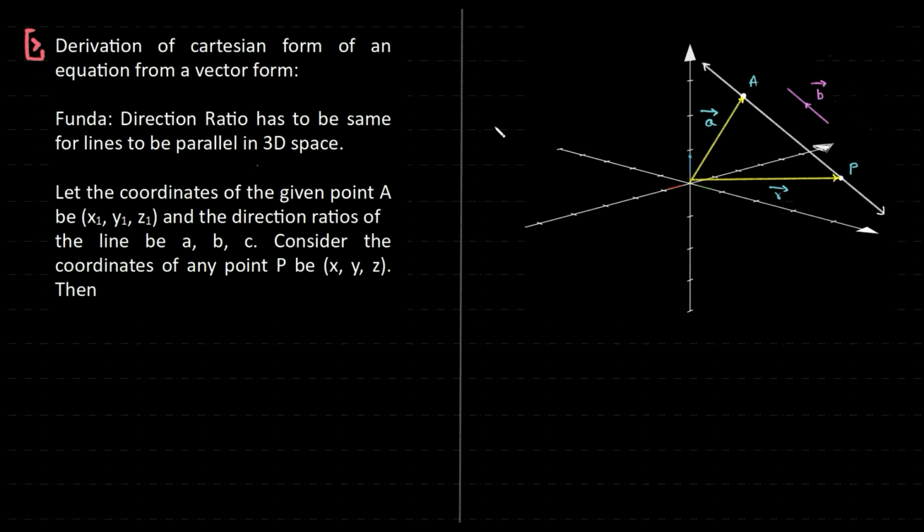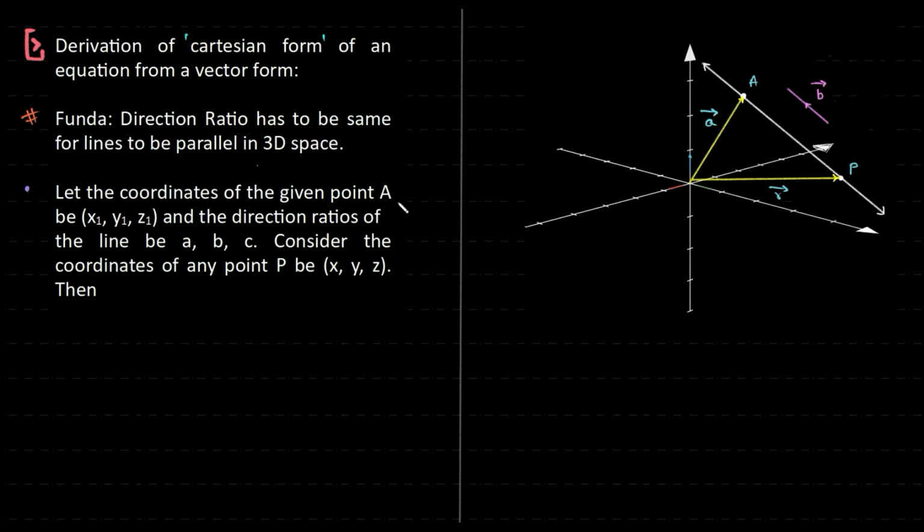There's another form of expressing an equation of a line, and that is known as Cartesian form. Whatever we derived in the previous video, we are going to make use of that and re-express it into Cartesian form. The underlying principle is that the direction ratios have to be the same for any lines which are parallel in three-dimensional space. So we're going to start off with the following.